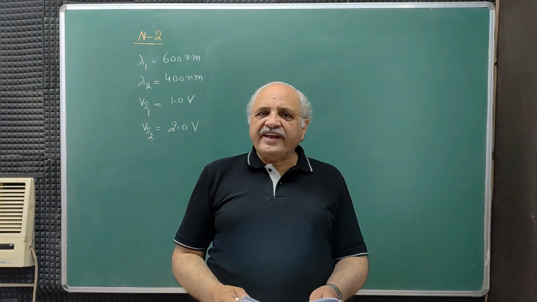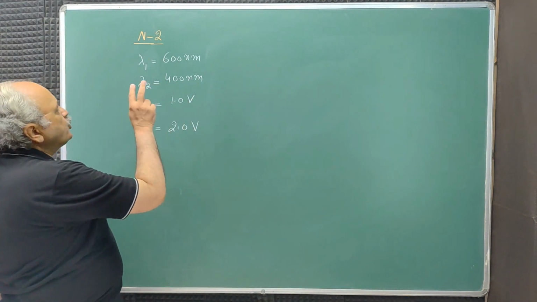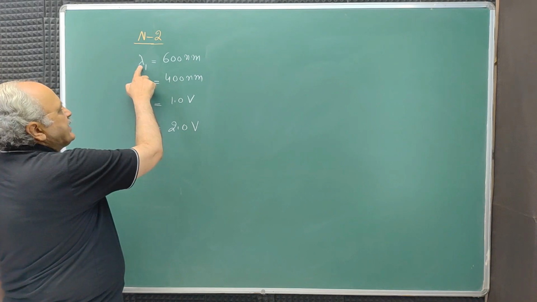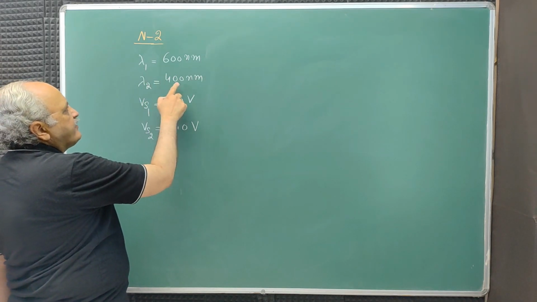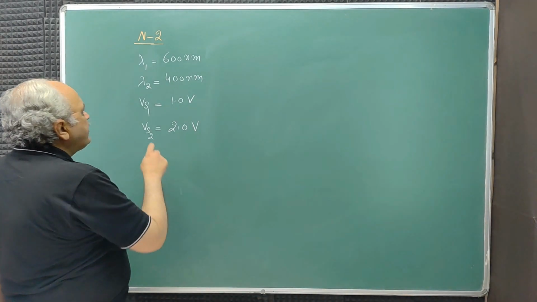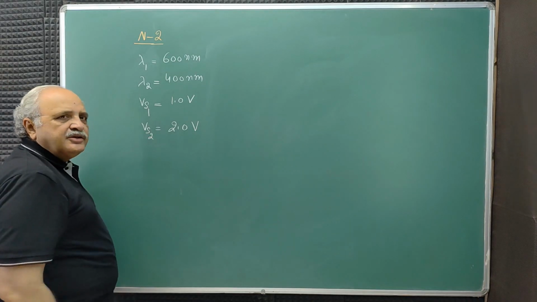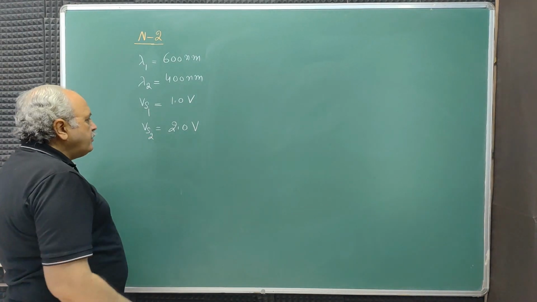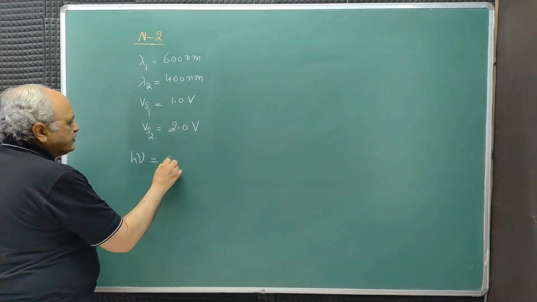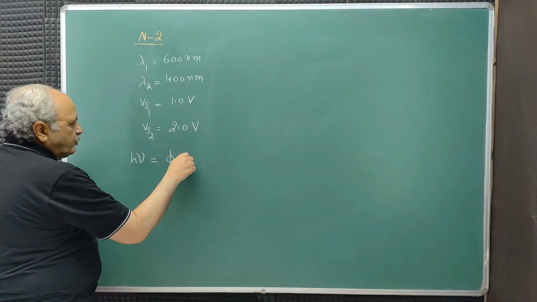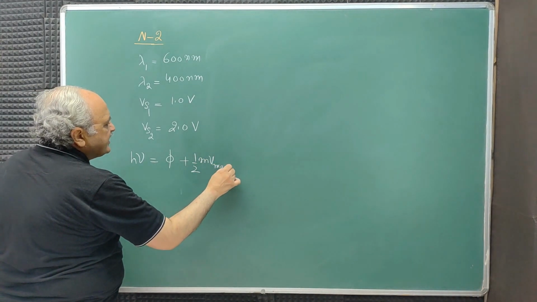So now let's take the second numerical. We are given that there are two radiations, one of wavelength lambda 1 equal to 600 nanometer and another one of wavelength 400 nanometer. The stopping potential found for the first case is 1 volt and for the second case is 2 volt. Now the basic equation is Albert Einstein's photoelectric equation, that is h nu equal to phi plus half m v max square.